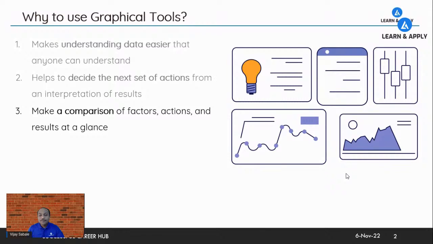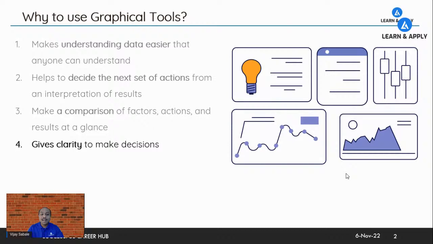Third, if you want to compare multiple factors, activities, actions, and results at a glance, then nothing is better than graphical tools. You can compare multiple suppliers, multiple actions, or multiple product performances, anything in a single graph. So it makes comparison very easy so that we can take decisions. This is again an important aspect of decision making. It makes your decision easier as we have the comparison of all these factors at a glance.